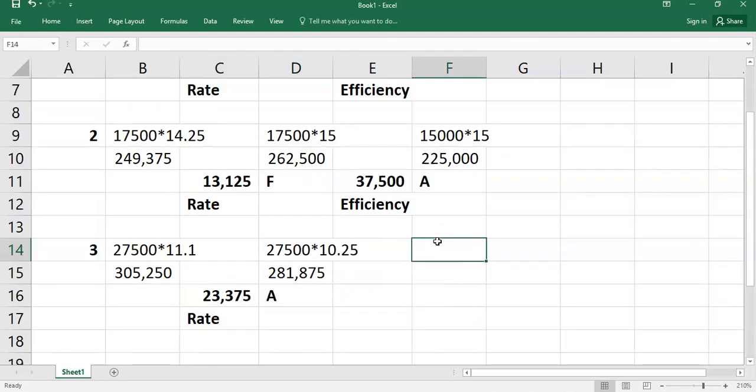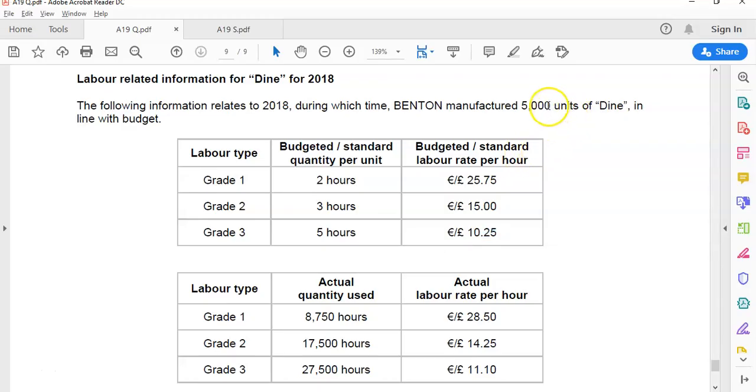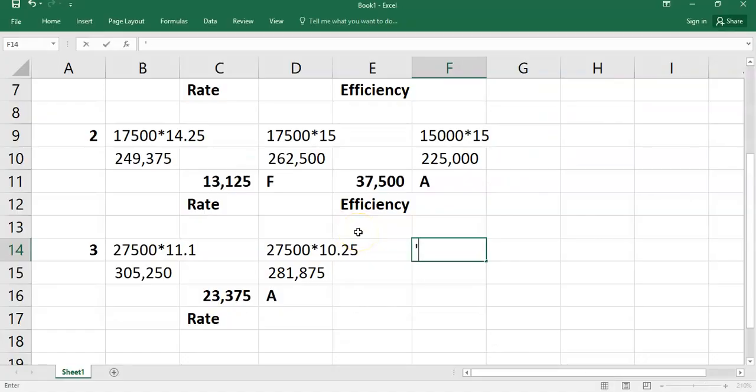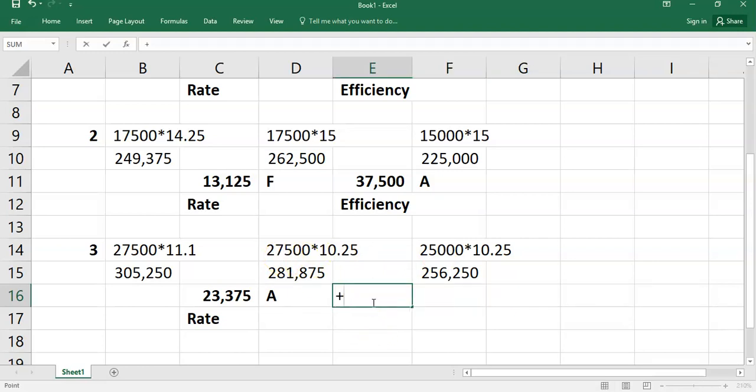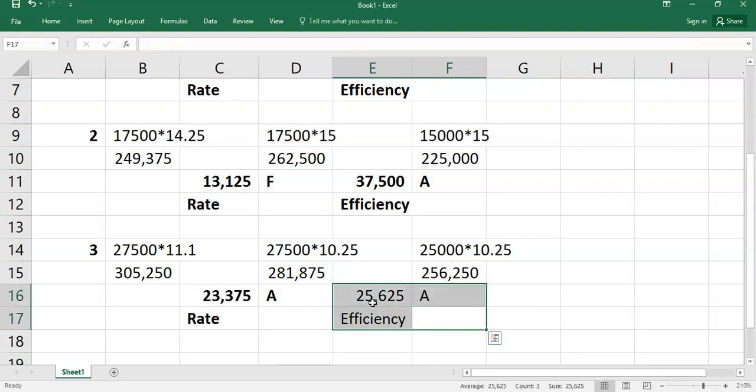The standard hours, which will be 5,000 units times 5 hours, which is 25,000 times the standard rate, 10.25. So again, double check. You should have used 25,000 hours to make 5,000 units. You actually used 27,500 hours. So that means you are less efficient in grade 3 labor. So that's adverse, and that's your efficiency. So when you're doing the rate and efficiency, you will always do them individually.